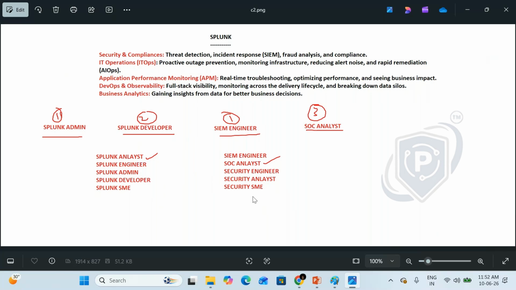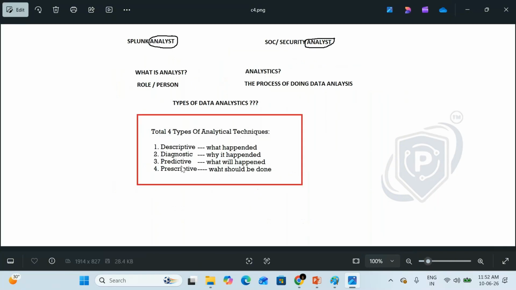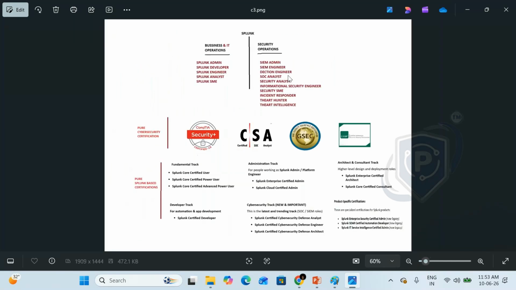That's why I'm going to teach you analytical knowledge. So first my subject will be Splunk analyst and SOC analyst. Analyst is nothing but a role. Analytics is nothing but the process of doing analysis. With our content, you will be capable of clearing these many certifications. These are the certifications.